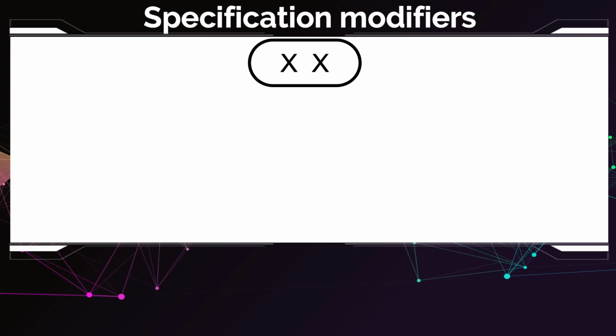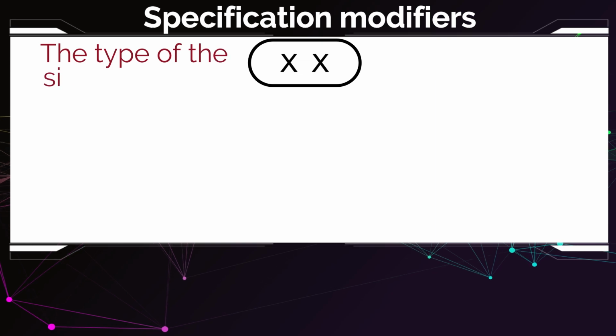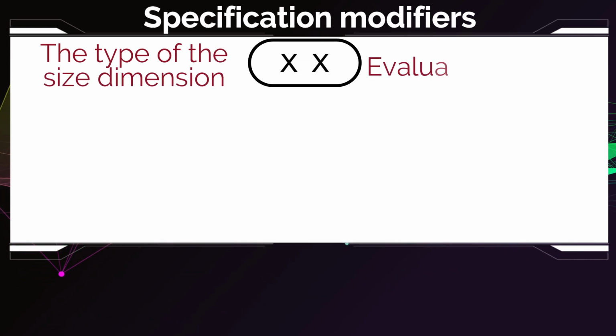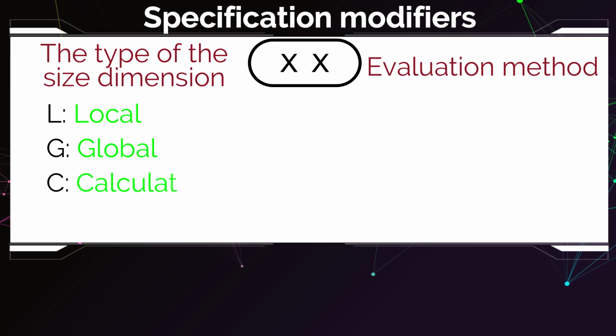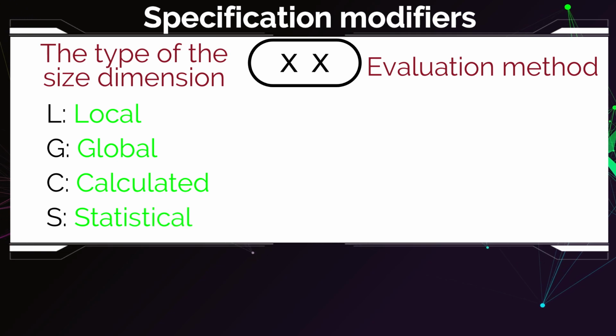Specification modifiers. Specification modifiers are those that will solve the problem with the measurement technicians. These modifiers have this oblong shape and consist of two letters. The first indicates the type of the size dimension, and the second indicates the way or the method of evaluation. The first letter can be an L, which stands for local, a G, which stands for global, a C, which stands for calculated, or an S, which stands for statistical.